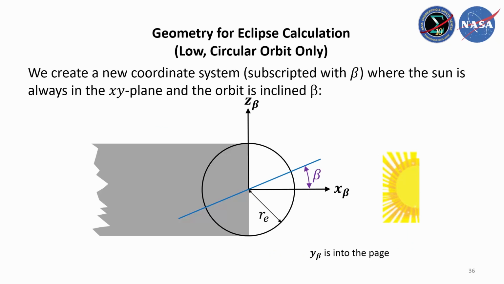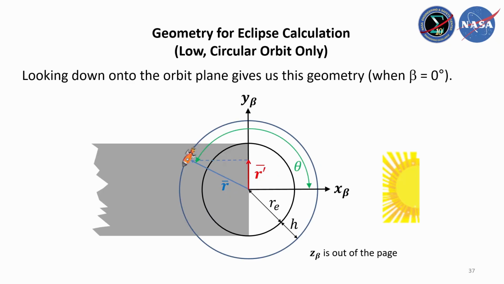To derive our expression, we'll consider a new coordinate system. In this system, the Sun is always in the coordinate system xy plane, and the orbit is inclined to this plane by the amount beta. If we look down onto the orbit plane, in this view, beta is 0 degrees. For this derivation, we'll consider only the circular orbit case.